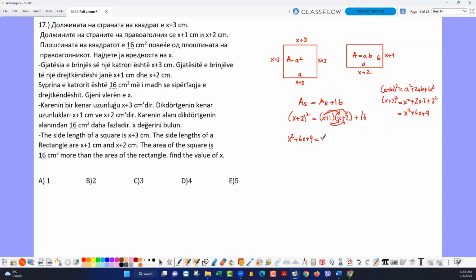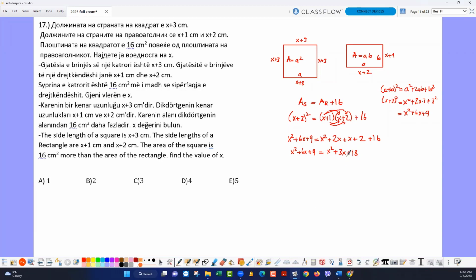X times x is equal to x squared, plus x times 2, 2x. 1 times x is equal to x. 1 times 2 is equal to 2. And plus 16 I have here. So this is going to be x squared plus 6x plus 9, which is equal to x squared plus 3x plus 18.